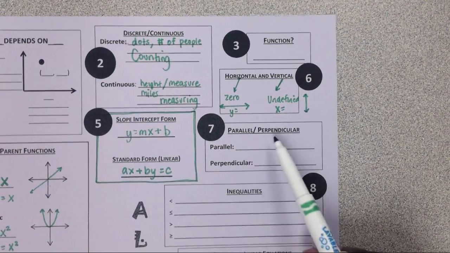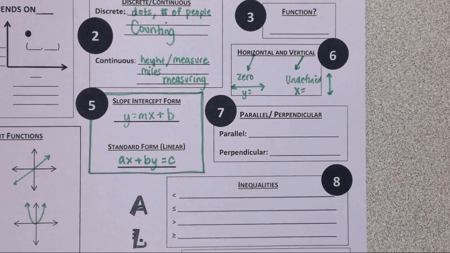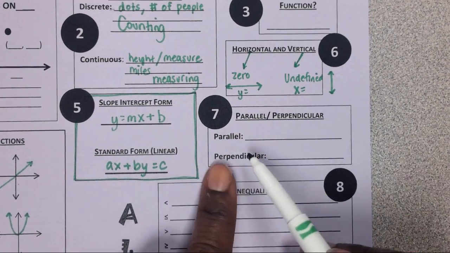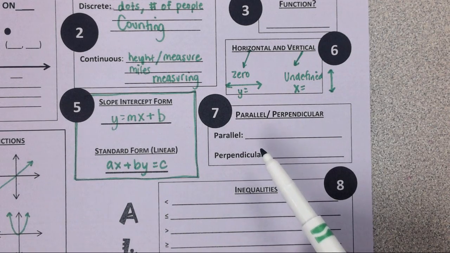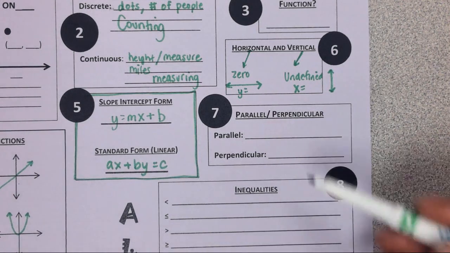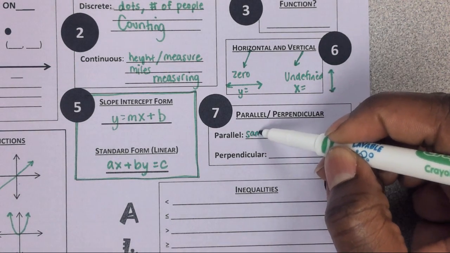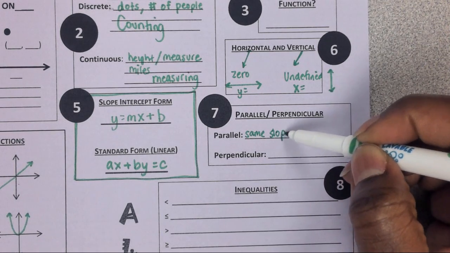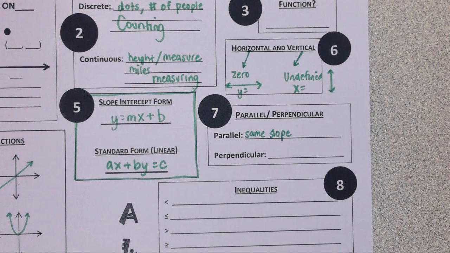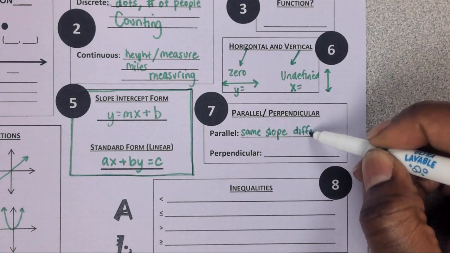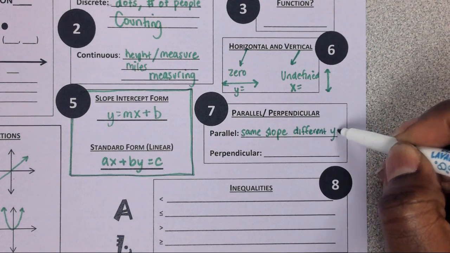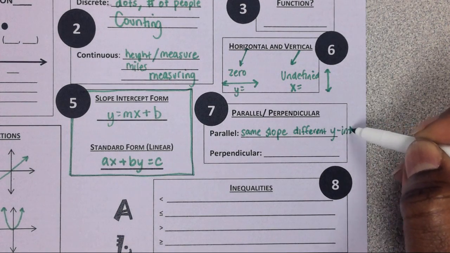All right. Parallel and perpendicular. Take a look at parallel and perpendicular. What do you know about parallel lines? They don't touch. The key thing is looking at the equations. Same slope. The equations must have the same exact slope. Same slope and a different what? Different y-intercept. Very good.